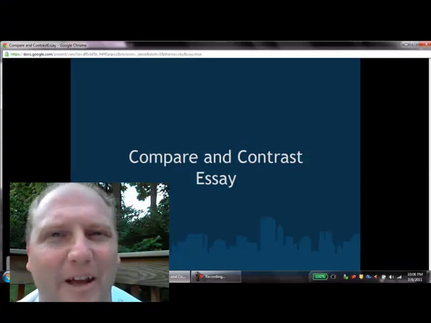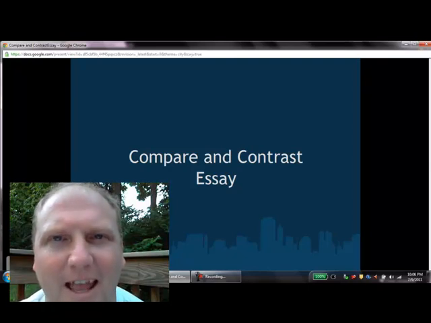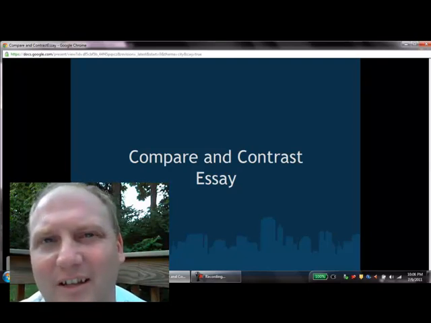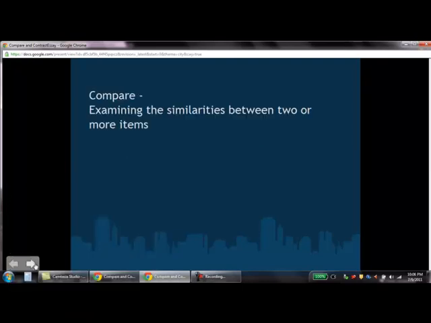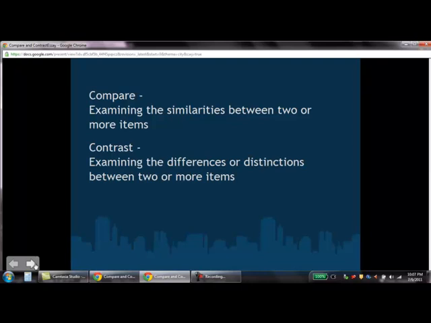Today we're going to learn about the compare and contrast essay. Now let's first define compare and contrast. Compare is examining the similarities of two or more things. And as the opposite, contrast is examining the differences or the distinctions between two or more things. So when you compare and contrast, you compare the similarities and you contrast the differences.